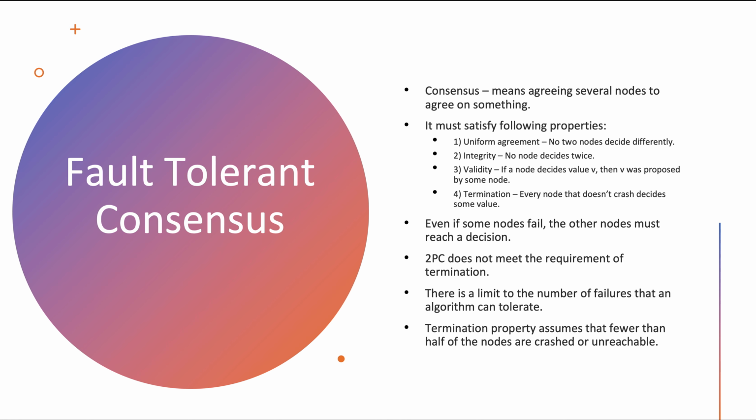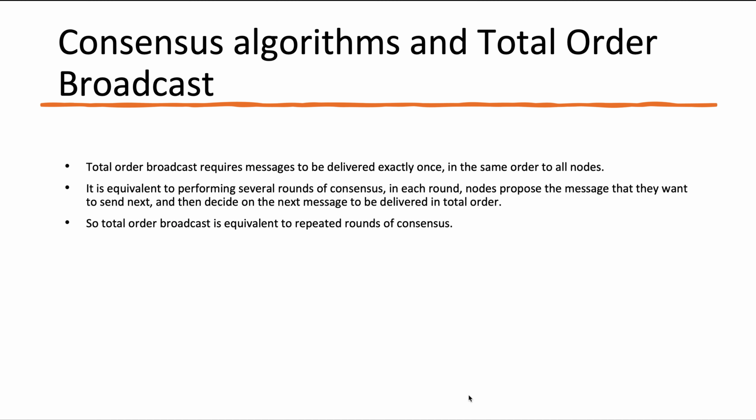So there is a limit to the number of failures that an algorithm can tolerate, and consensus requires that at least a majority of the nodes are functioning correctly in order to assure termination. The termination property generally assumes that fewer than half of the nodes are crashed or unreachable. Thus, agreement, integrity and validity are always met even if a majority of the nodes fail or there is a severe network problem. Now let's see how consensus algorithms and total order broadcast are related.